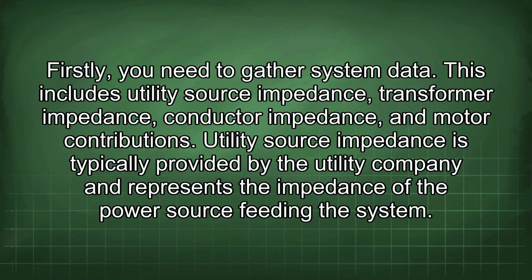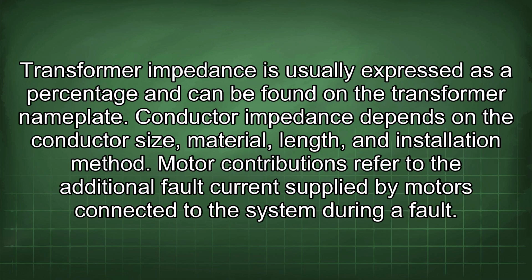Firstly, you need to gather system data. This includes utility source impedance, transformer impedance, conductor impedance, and motor contributions. Utility source impedance is typically provided by the utility company and represents the impedance of the power source feeding the system. Transformer impedance is usually expressed as a percentage and can be found on the transformer nameplate.